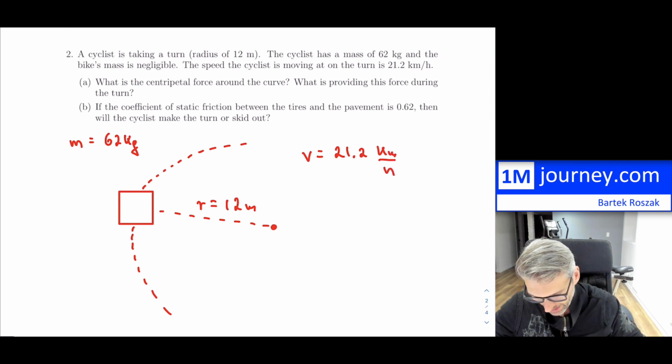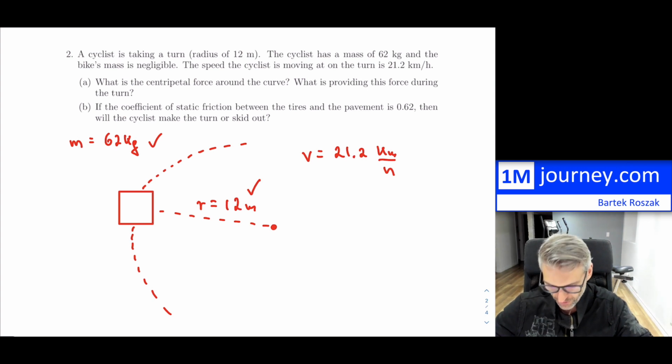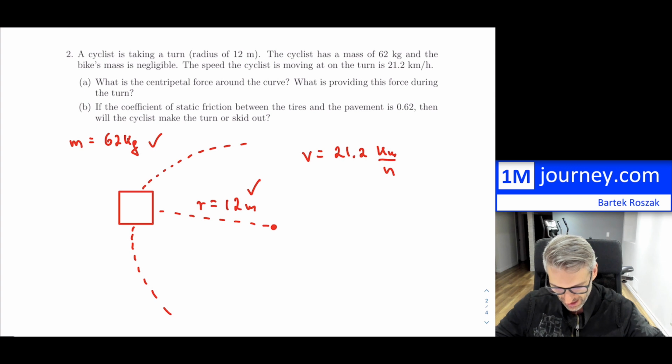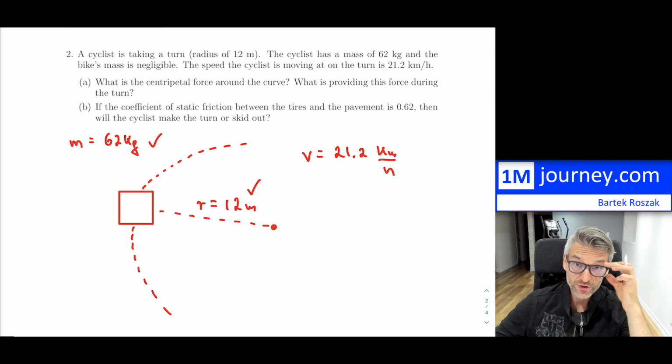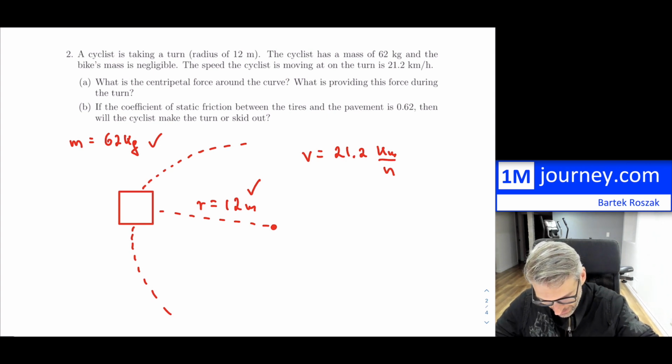Well, that's not what we like. This one is in meters, this one is in kilograms, so that's all in nice SI units, but kilometers per hour is not a standard unit. It's certainly a metric unit, but it's not a standard unit. So we can change this up. Let's do that rather quickly, 21.2 kilometers per hour.